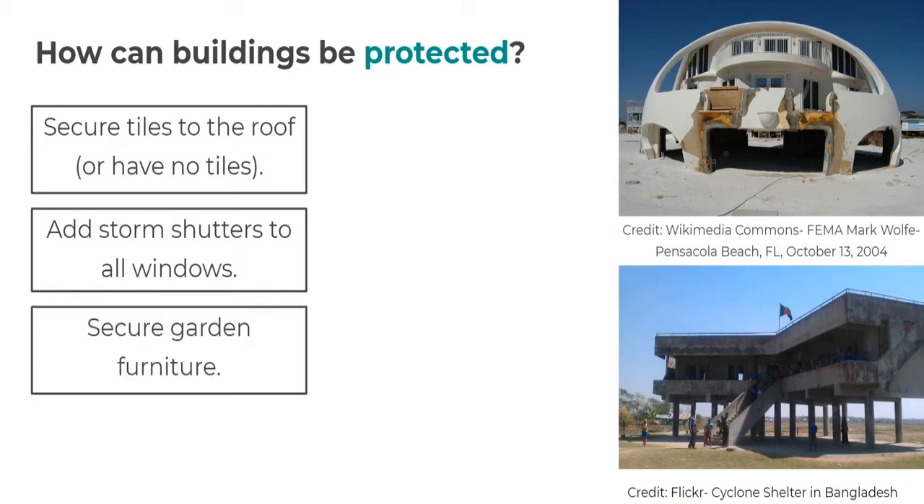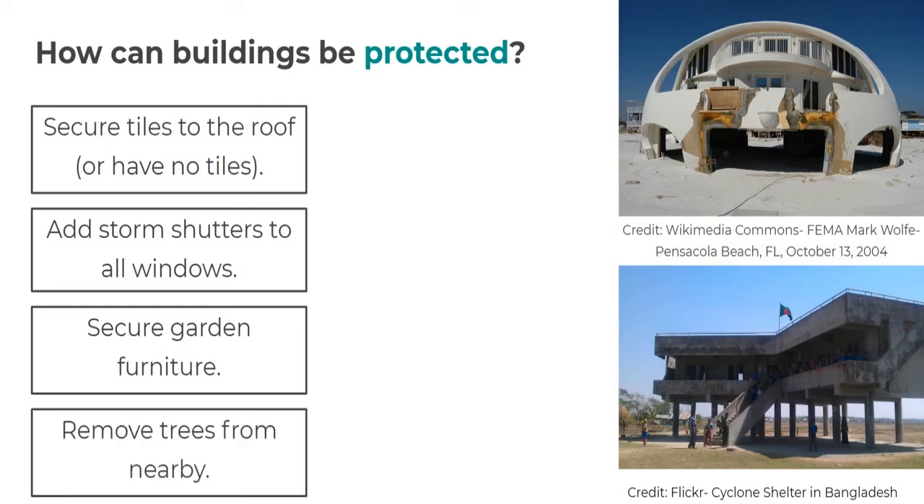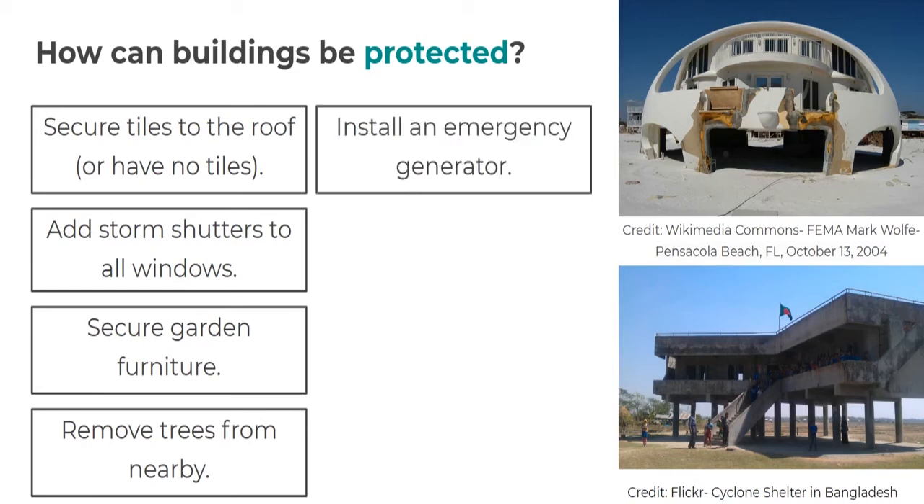We may secure garden furniture because the strong winds may entrain that garden furniture, which again can cause damage to other buildings and injuries and maybe even deaths. We also might want to remove trees from nearby as well because they can also become uprooted by the strong tropical storm winds. So by removing the trees, we reduce the risk to buildings and people. We also might want to install emergency generators to our buildings because electricity lines may become loose or damaged during a tropical storm. So if you have an emergency generator, this allows people to still have access to the electricity they may need.